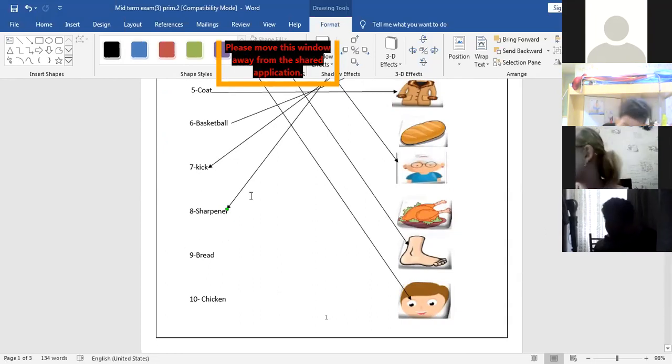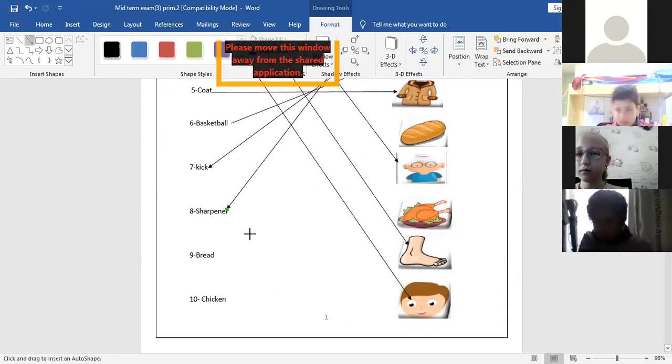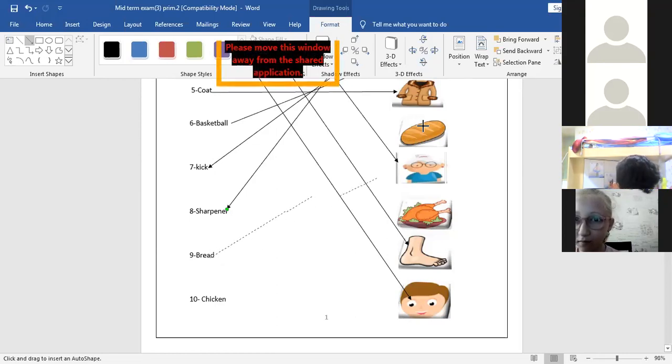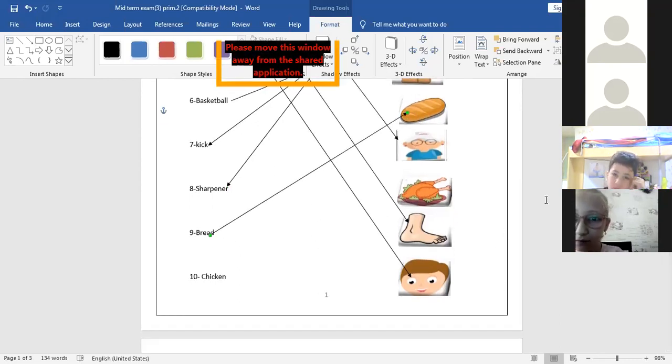Let's see. Adam Muhammad. Hello, Adam. Look here. What is this word? Bread. Yes, super. So with which picture should I match it? One. This one or this one? This one. Excellent. Bread. Thank you.